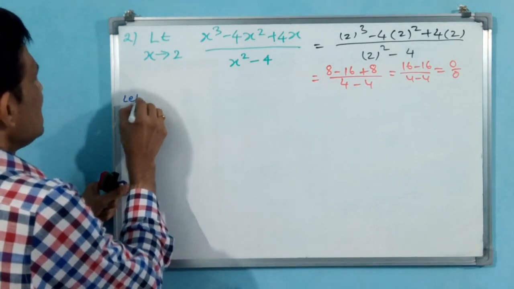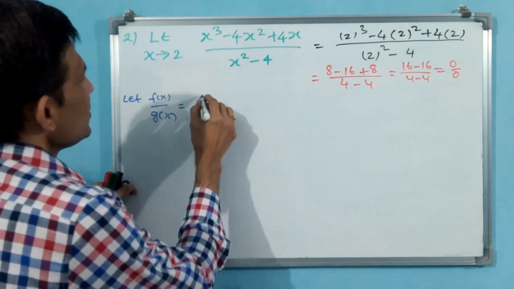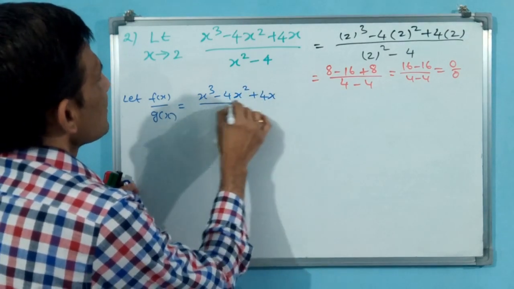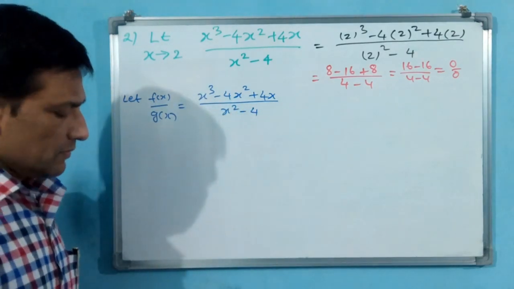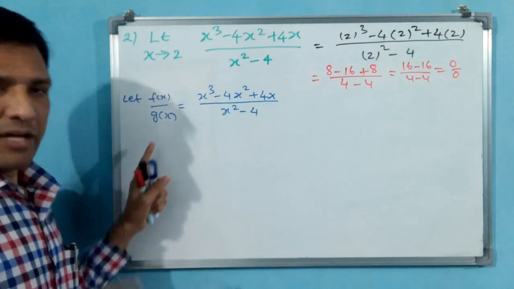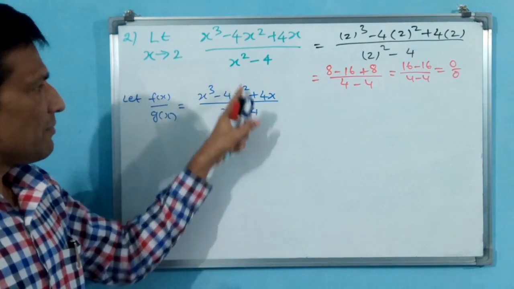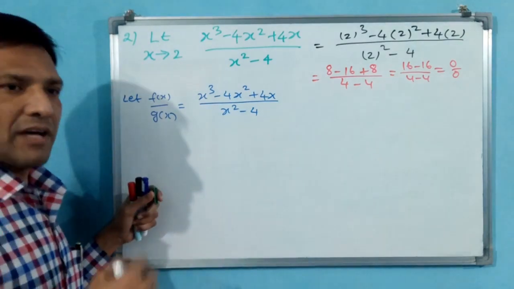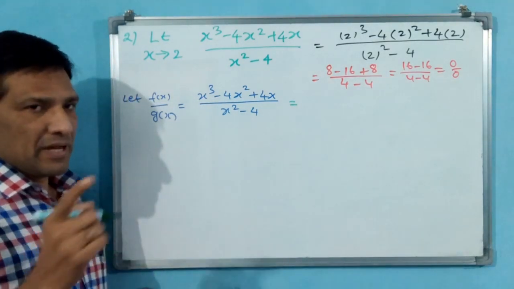Let f(x) by g(x) is equal to x cube minus 4x square plus 4x by x square minus 4. The same I have written, but as f(x) by g(x). Why? Because I want to remove the limit temporarily. Finally I will bring the limit back, after factorization gives some more terms. Simply observe how I am doing factorization.